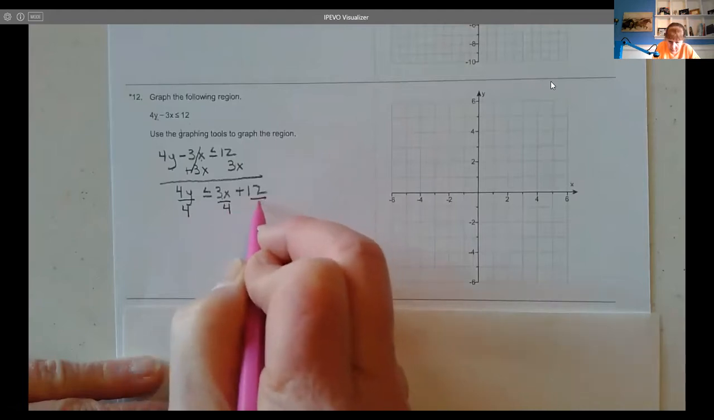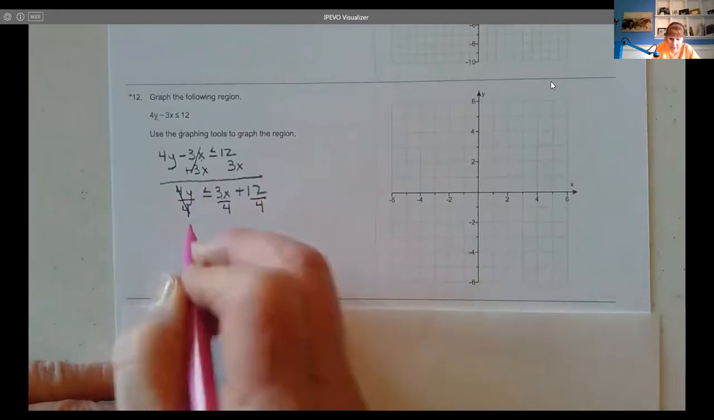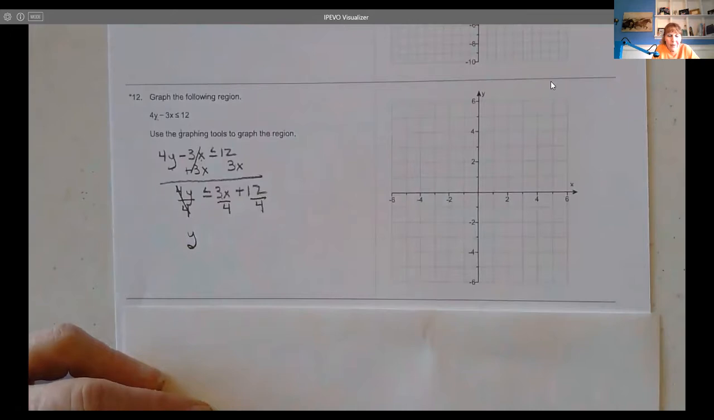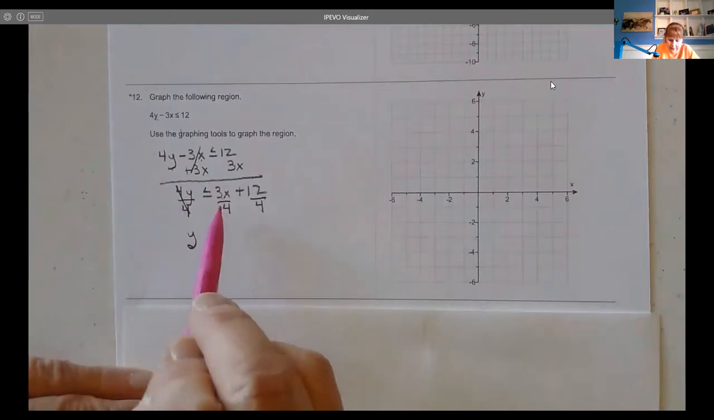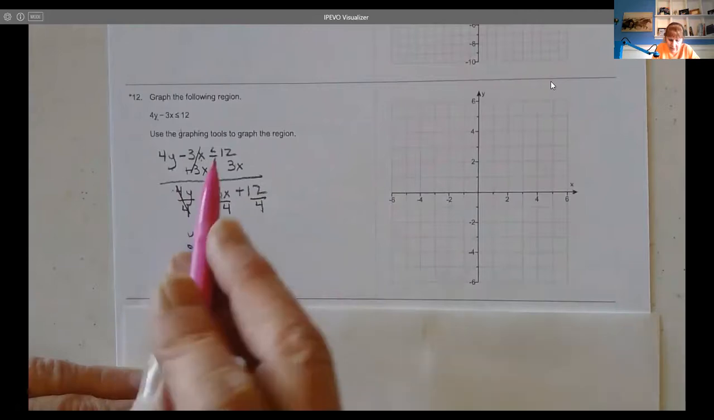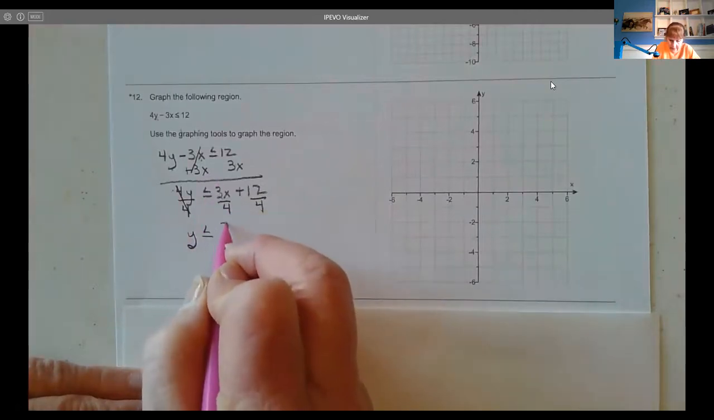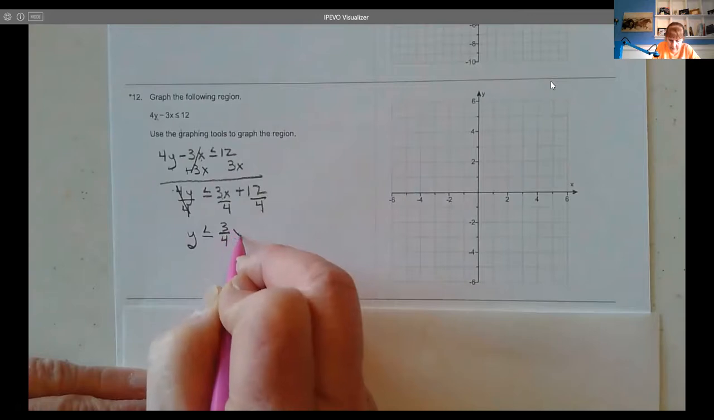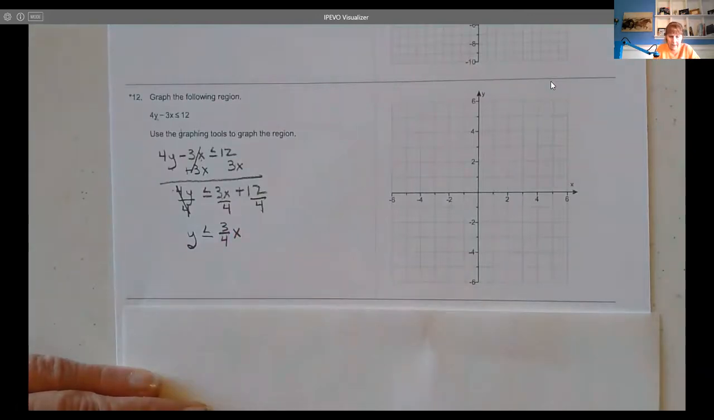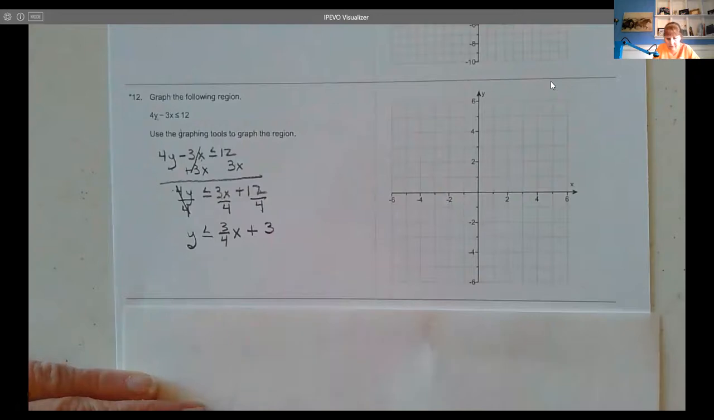That'll ultimately get our y by itself with a 1 in front of it. Do you flip the inequality? Well, you divided by a positive 4. That was not a negative. So that means we'll leave it. We have 3/4 as a slope. It's the number in front of the x, 3/4, plus 12 divided by 4 is 3. So it's going to hit the y-axis at 3.